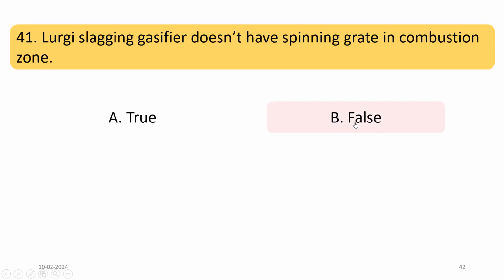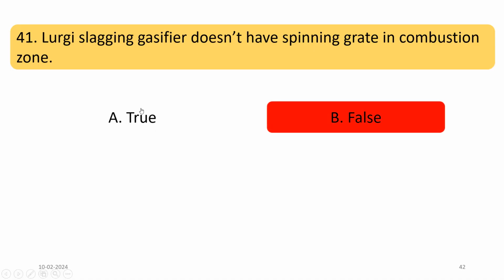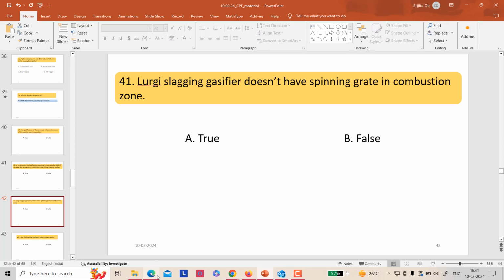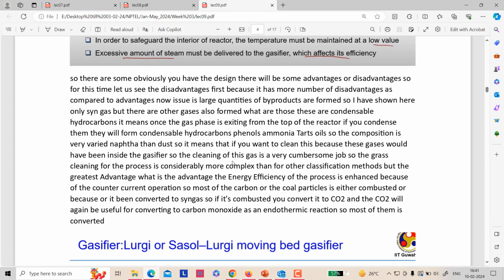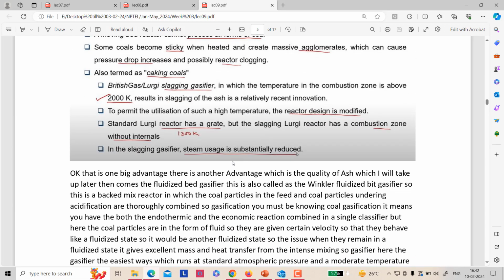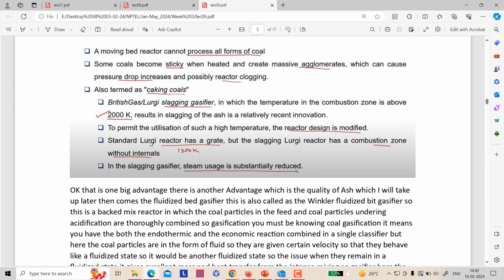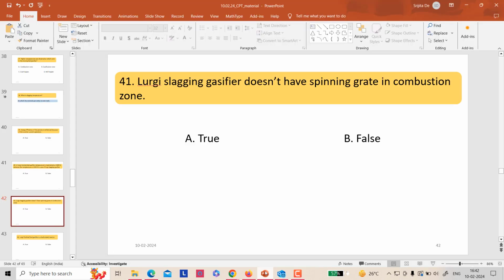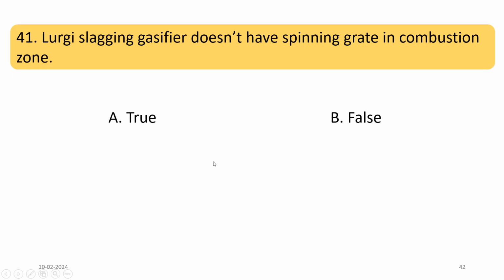It is also false. No, it is true, because it is written here that the standard reactor has a grate, but the slagging reactor has a combustion zone without the internals. That means without the grate. So here I have asked that it does not have a spinning grate in combustion zone, so it will be true.